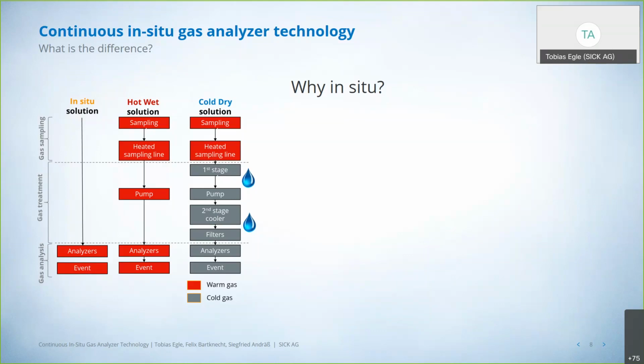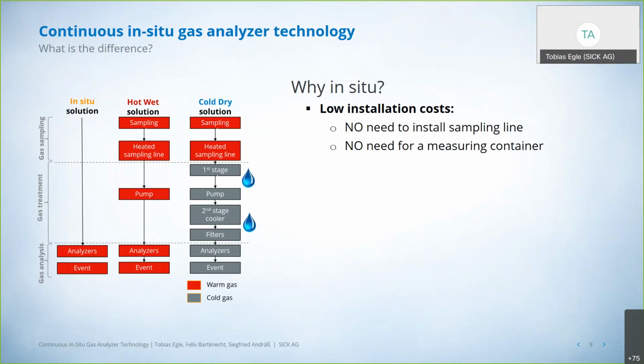The second one will be the hot wet solution, where you have a sampling and a heated sample line as well, but you analyze hot gas here, which means you don't need to cool down the gas, you don't get water, and you have less maintenance on it. So you are able to measure more components with less maintenance, but still you have a sampling and some kind of conditioning. With the in-situ technology, you get rid of all the sampling and gas treatment, and you're really measuring directly inside the process.